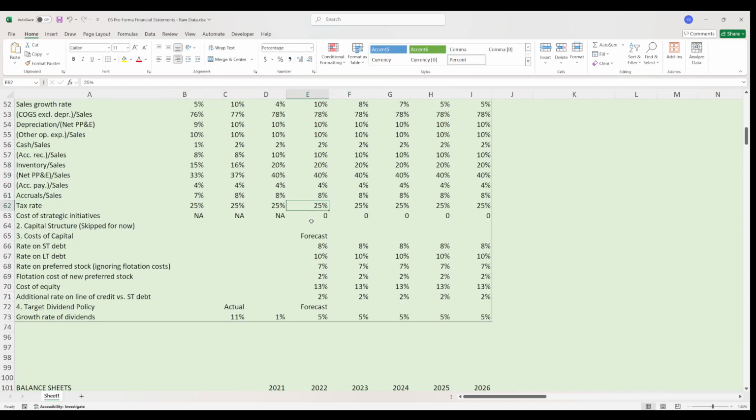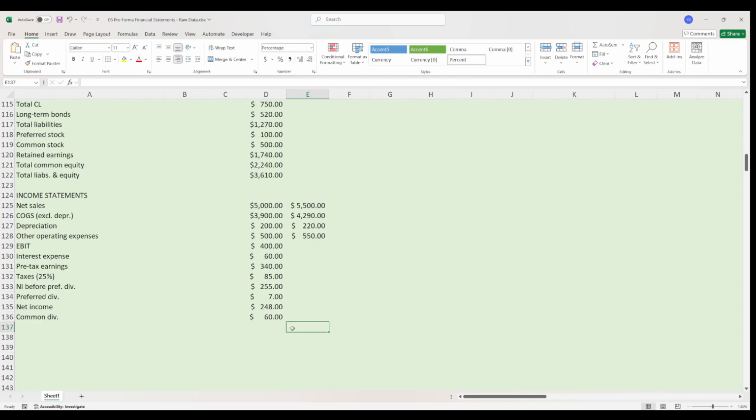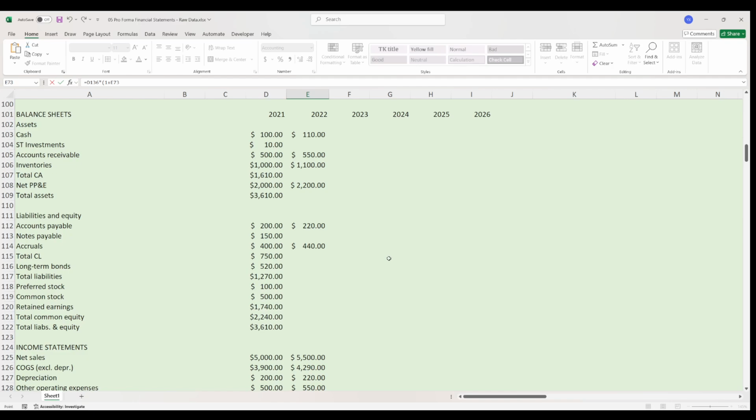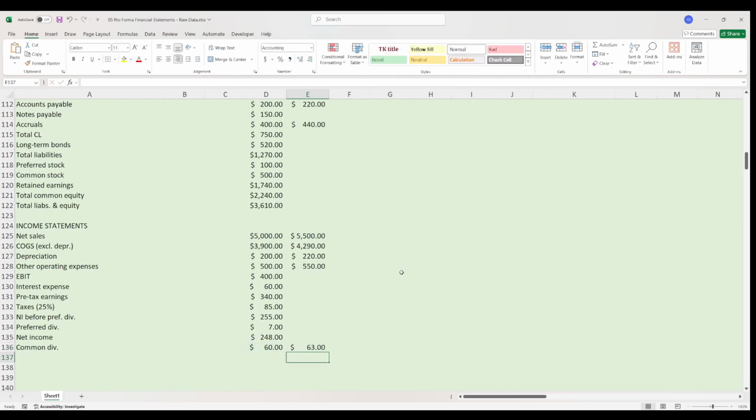Then we have a tax rate, some cost of debt, we've been through this, the preferred stock, cost of equity, and the additional rate on the line of credit versus cost of debt. And then we have a growth rate of dividend, so we can predict the common dividend of the upcoming year using the dividend growth rate. That's going to be this multiplied with 1 plus the 5% forecast. So I got 63. These are pretty much everything that we know given the assumptions and the setup.